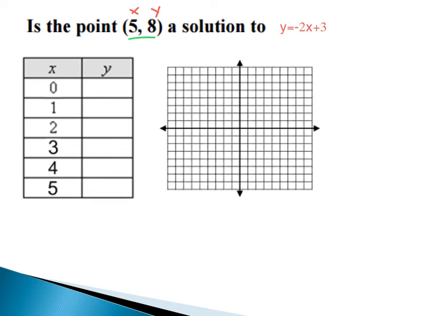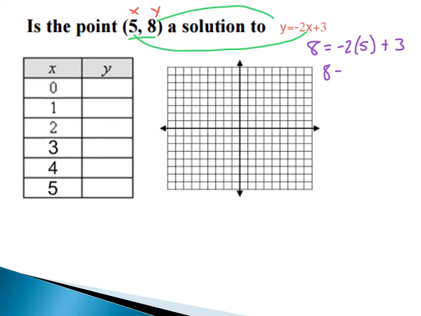So I'm going to plug 8 in for y, and plug 5 in for x. Let's see what I get. I'm going to have 8 equals negative 2 times 5 plus 3. Solving this, negative 2 times 5 is negative 10, plus 3. So 8 equals negative 10 plus 3, that's negative 7. Does 8 equal negative 7? No. So is (5, 8) a solution? What do you think, kiddies? Doesn't work out? No, it's not a solution.